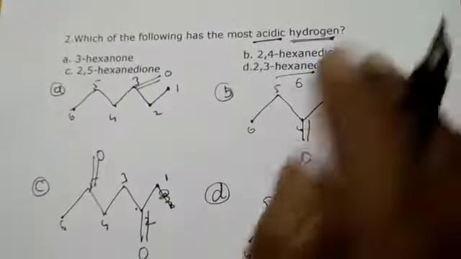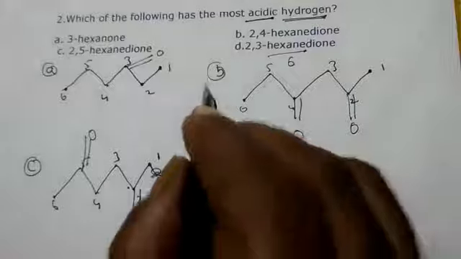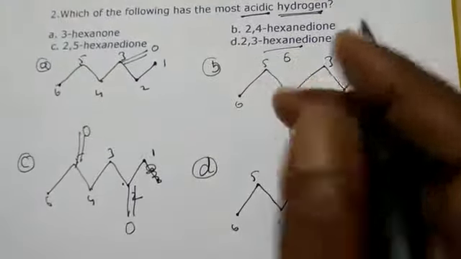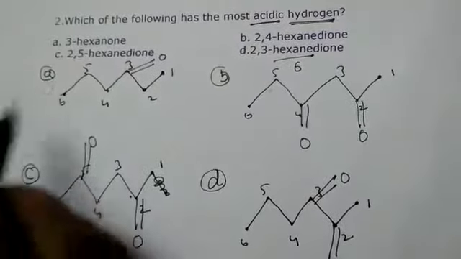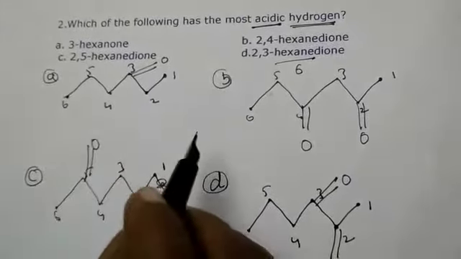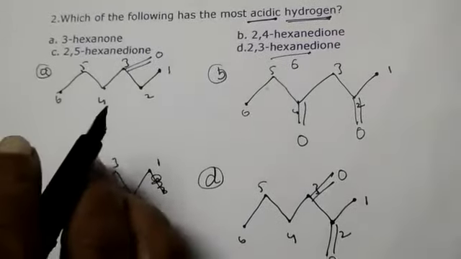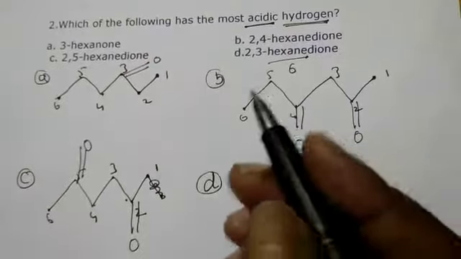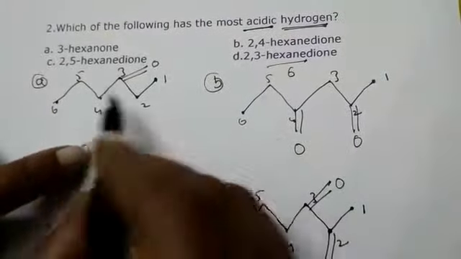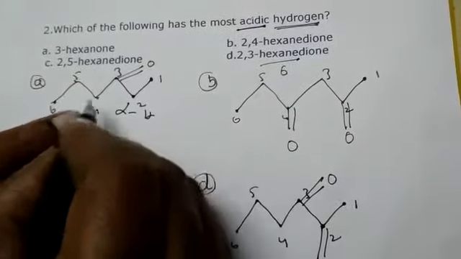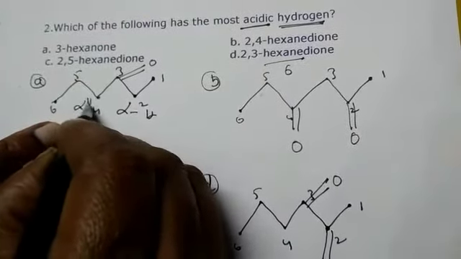Now what is the meaning of acidic hydrogen? It means any hydrogen that is easy to remove. Here you are having CH3, CH2, CH2, CH2, so hydrogens like that are there. Which compound has a hydrogen ready to remove? Let me start with the first example. This is the keto group and this hydrogen is the alpha hydrogen. This also has an alpha hydrogen.